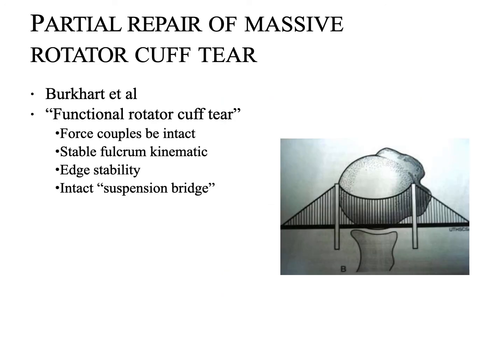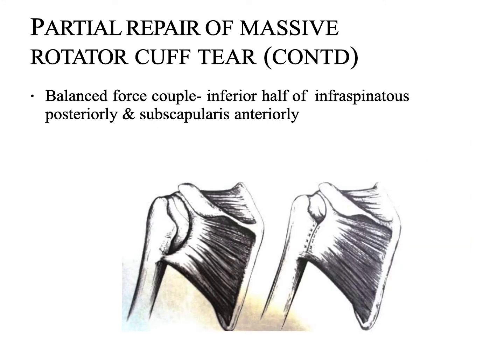Partial repair of massive rotator cuff tear was explained by Burkhart et al. for functional rotator cuff tear. Here the force couples have to be intact, the fulcrum has to be stable, the edge has to be stable, and the suspension bridge has to be intact. As we can see from this image, the inferior half of infraspinatus and subscapularis are acting as a suspension bridge, which are attached to the humerus superiorly.